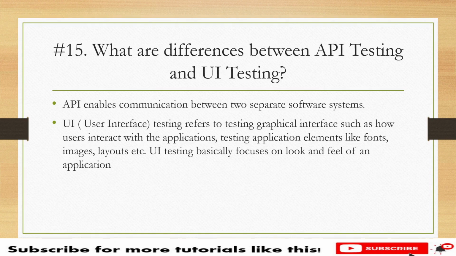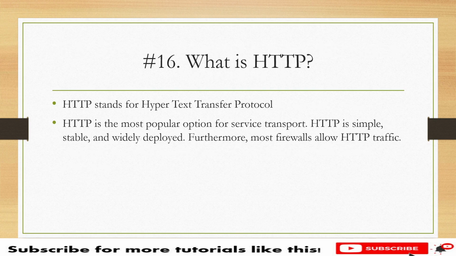What is the difference between API testing and UI testing? API enables communication between two separate software systems, and UI is the user interface. UI testing refers to testing the graphical interface, such as how the user interacts with an application, testing application elements like font, images, layouts, etc. UI testing basically focuses on the look and feel of the application, whereas API testing works on the backend side, which sends data and receives information. And let's move to the next question.